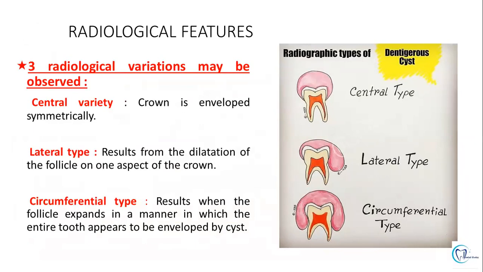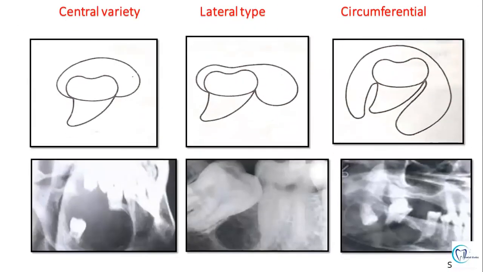Now, when we talk about the radiological presentation of dentigerous cyst, there can be three radiological variants. There can be the central variety, as you can appreciate in the schematic presentation, in which the crown is enveloped symmetrically. One is the lateral variety, which results from the dilatation of the follicle on one aspect. However, there is another variety, circumferential, in which the follicle expands in such a manner that it surrounds the entire tooth. So, based on these three radiographic presentations, we have the location of the impacted tooth.